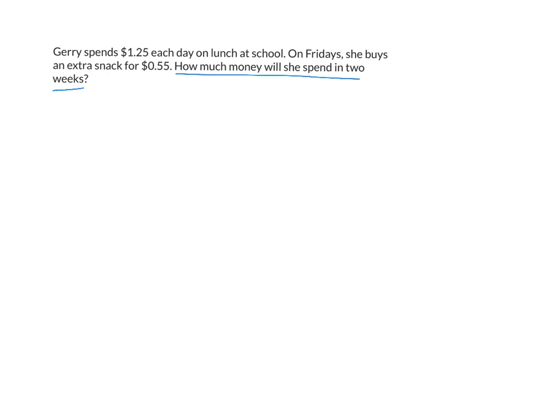What's the important information, Aradhana? So Jerry spends $1.25 each day. Yeah. Okay. Then on Fridays he buys an extra snack for 50 cents. Very good. Okay. So now, before we do anything, I want you to talk at your table group. What are the different steps that you need to figure out in order to get the final answer of how much money she's going to spend in 2 weeks?